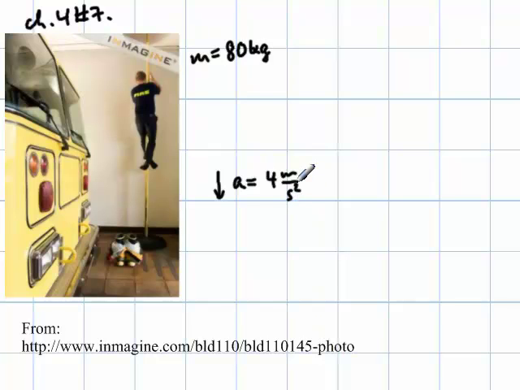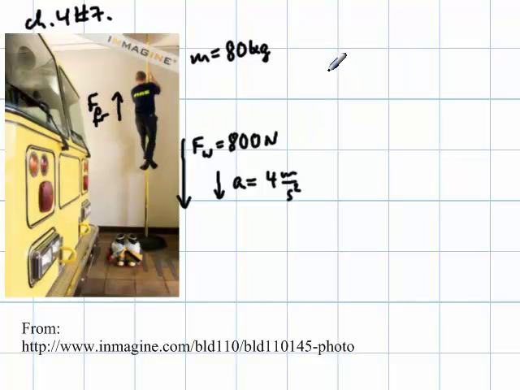which means he's not in free fall. If he was in free fall, according to his weight, FW, his weight of 800 newtons, right? 80 kilograms times 10 meters per second squared, then he would be accelerating downwards at 10 meters per second squared. But he's not, because there is of course friction on the pole. So this one is up, and that's what we're supposed to figure out.